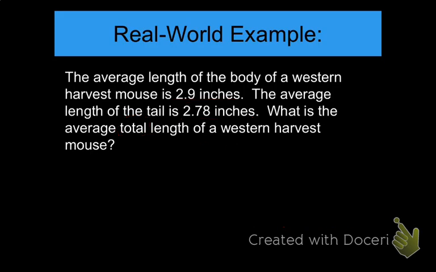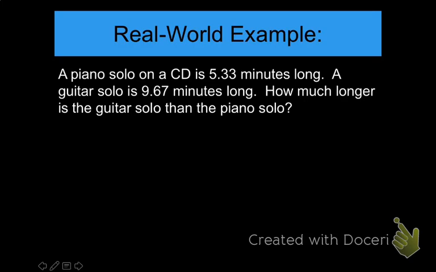All right, let's take a look at the second one here. A piano solo on a CD is 5.33 minutes long. A guitar solo is 9.67 minutes long. How much longer is the guitar solo than the piano solo? So I am going to go ahead and start with those numbers being important in my annotations. 5.33 minutes and 9.67 minutes.